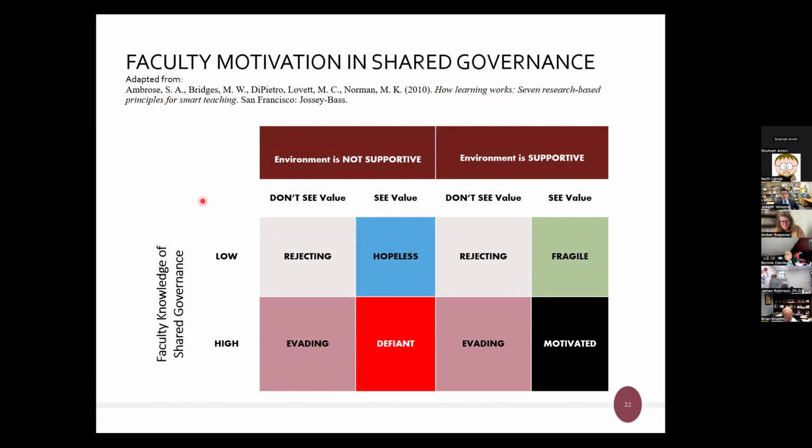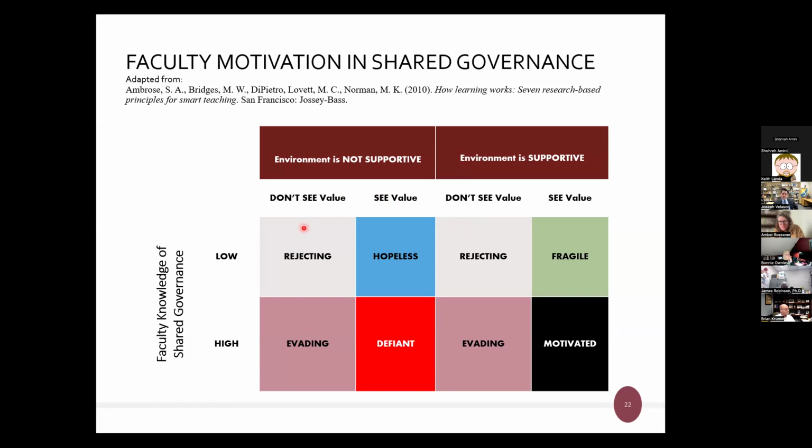So whether an environment is supportive or not supportive, if you don't see the value in either sense, you're going to likely reject participating in shared governance. You just don't, it's not worth it. And why don't you see the value? Maybe you don't understand fully what it is. Maybe you've seen it go badly and you've been burned, and so you're just going to reject getting involved.